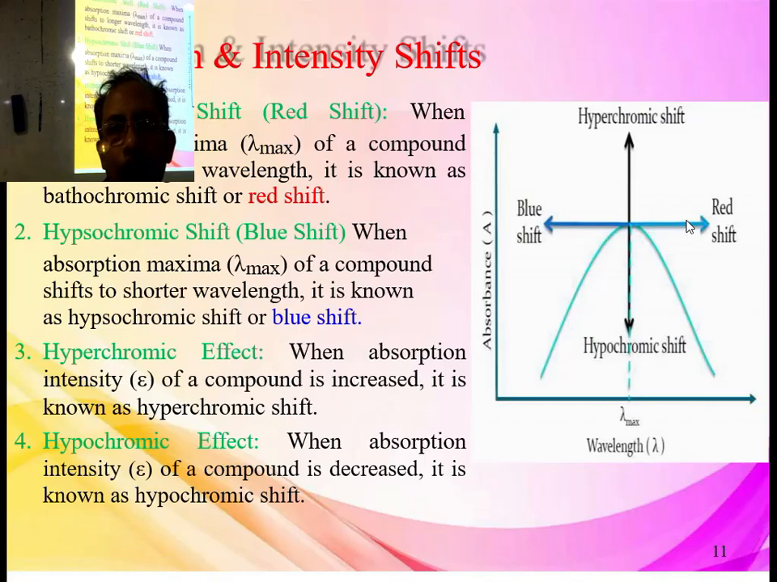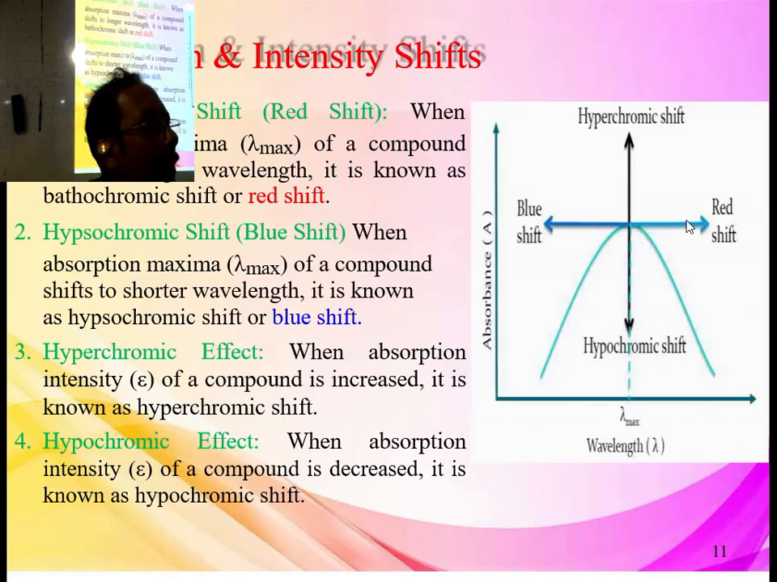So now this red shift, blue shift, apart from that, sometimes the intensity of the peak rises because of some auxochrome also. Intensity of absorption rises. No shifting left or right, but an upward shift. More absorption happens. Same everything, but more absorption happened. That is called hyperchromic shift.